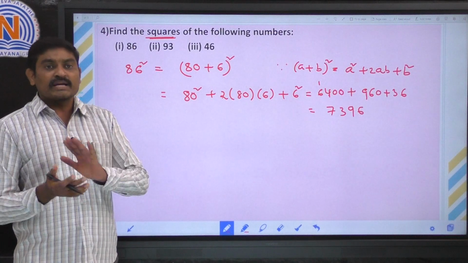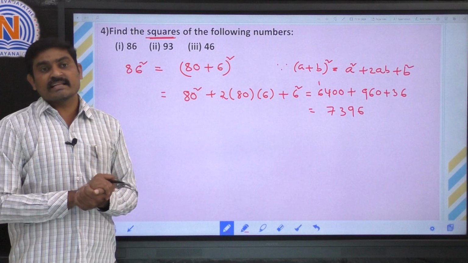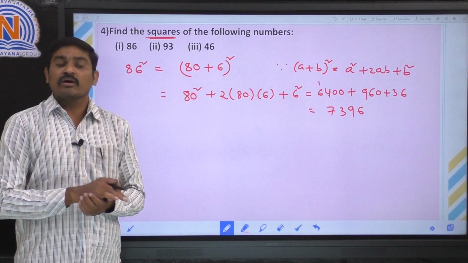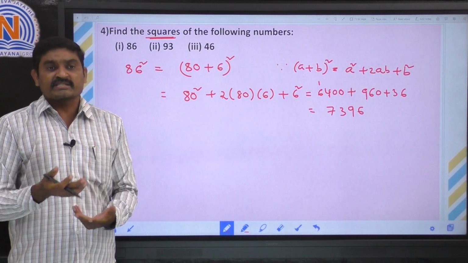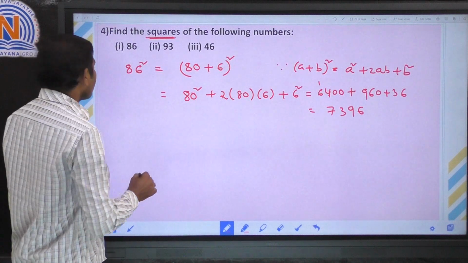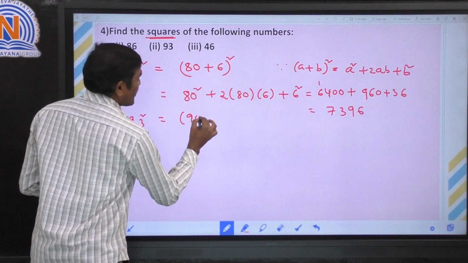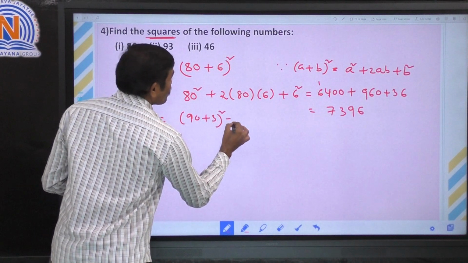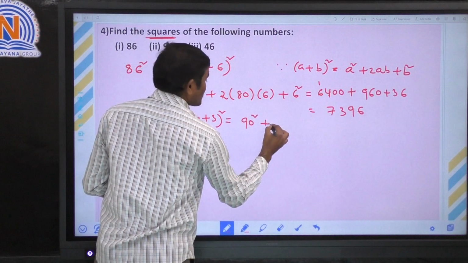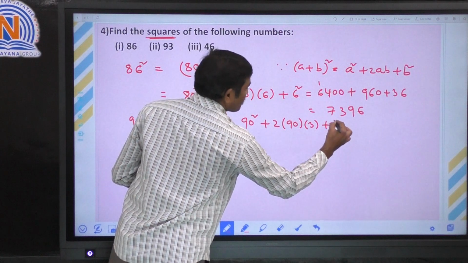We will be converting to the nearest tens and the remaining digit. So for 86, the nearest one is 90, you can write 90 minus 4 whole square also. Then you can use the a minus b whole square formula. Now coming to 93, how can you expand 93 square? 93 square is equal to 90 plus 3 whole square. By using the same identity, 90 square plus 2 into 90 into 3 plus 3 square.